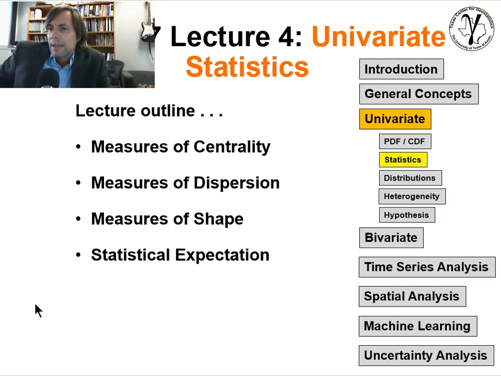Okay, given the fact that we have covered probability theory, we've talked about univariate statistics from the perspective of display, calculation, and display of distributions, let's start to talk about statistics. So finally, get into some statistics. We'll talk about measures of centrality, central tendency. We'll talk about measures of dispersion and get into some moments, talk about shape, and statistical expectation.